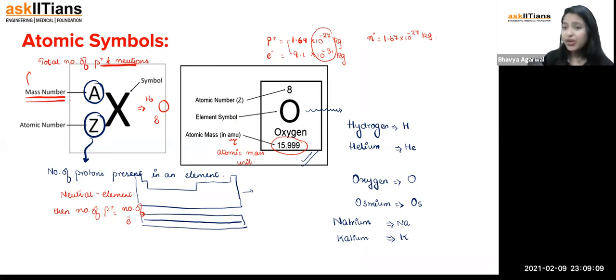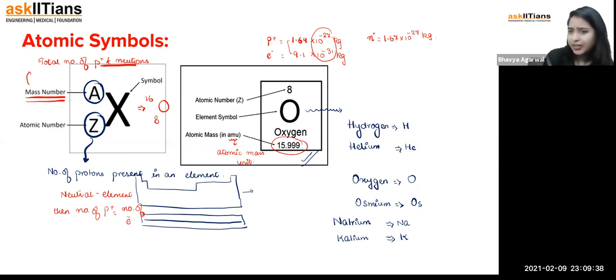Since the atom is very small, you cannot actually find out its mass just like that. So what do we do? We find its relative mass. And for finding out even the relative mass, I would need some unit to express that mass. Since the masses are very low, we have devised a very specific unit to represent the mass of an atom, and we call that unit the atomic mass unit.